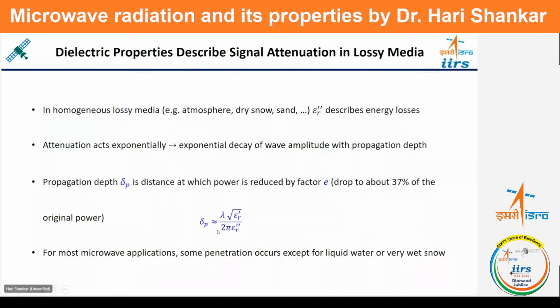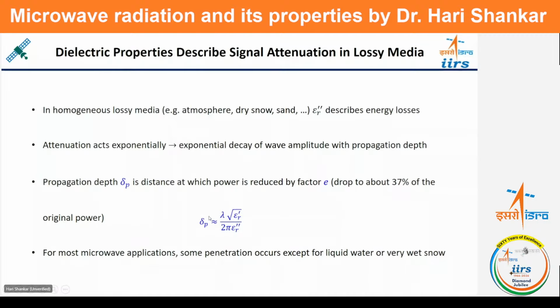The skin depth or penetration depth is proportional to the wavelength, meaning more wavelength, more skin depth. It is also directly proportional to the square root of the real part of the relative dielectric constant. It means more dielectric constant, more skin depth. But the second part, the imaginary part of the dielectric constant, if it is more, the penetration capability will be less. If the media is absorbing more signals, then it can penetrate less.